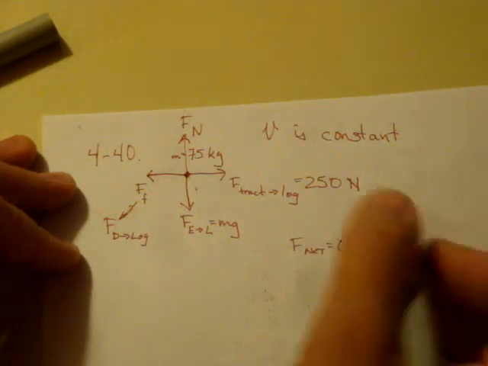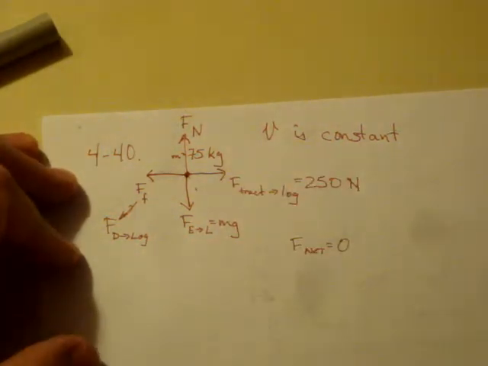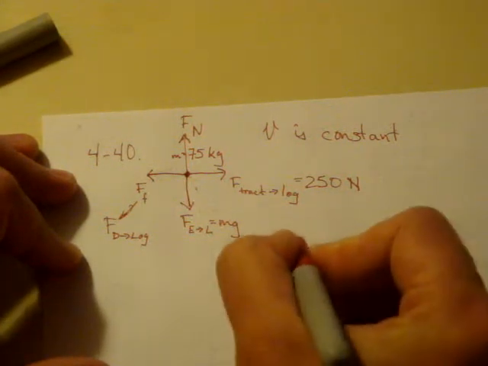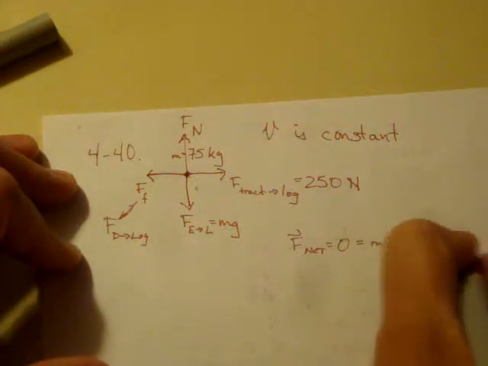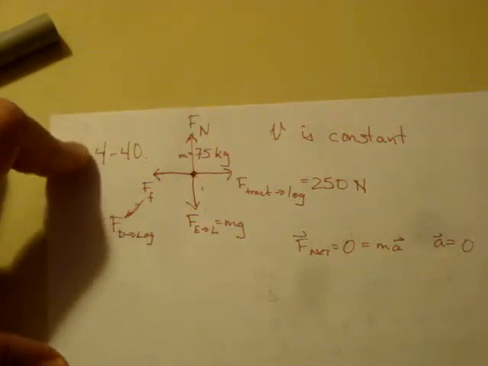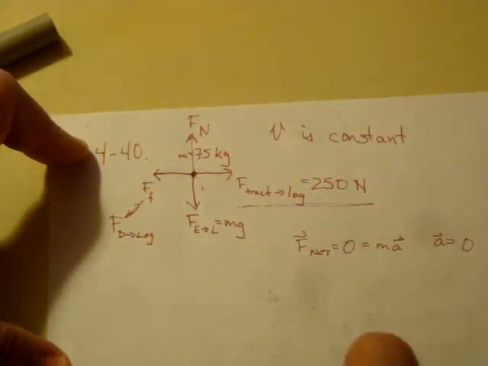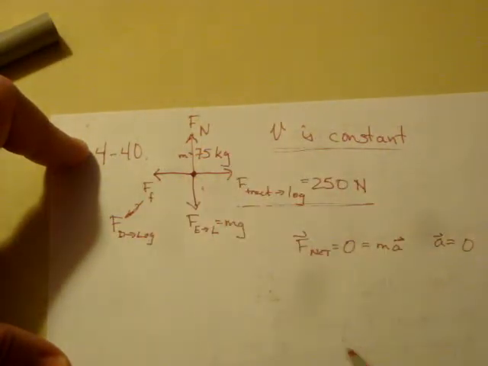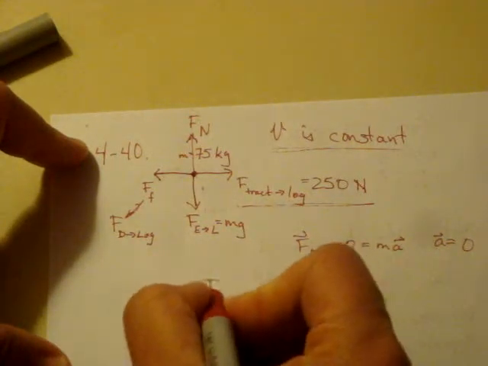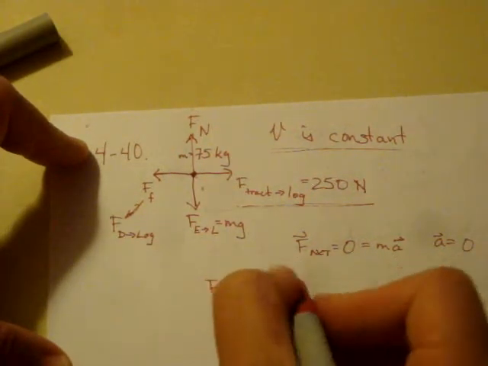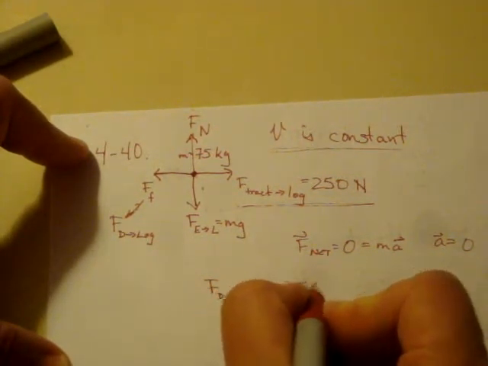How do we know it's 0? Because it's moving at constant velocity. It told us that in the problem. And if it's moving at constant velocity, its acceleration is going to be 0. All right? Part B then says use Newton's laws to determine the force of friction on the log. Well, if the tractor is pulling it at 250 newtons, and the net force along the x direction is equal to 0, then we know that the frictional force, the force of the dirt on the log, is also going to be equal to 250 newtons.